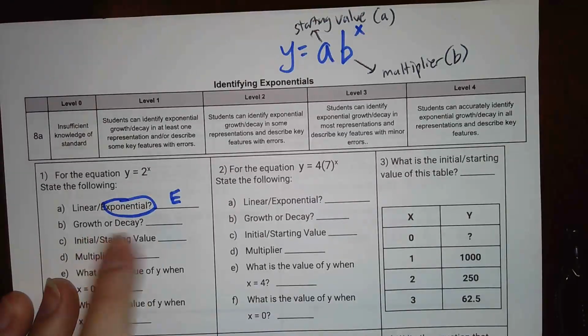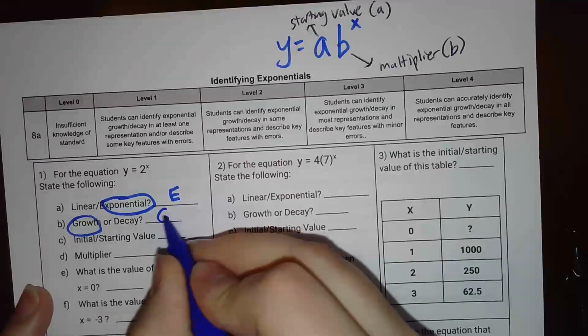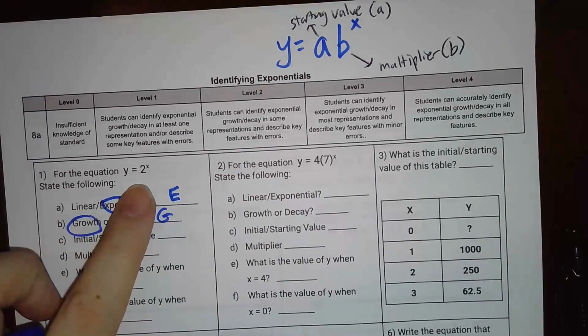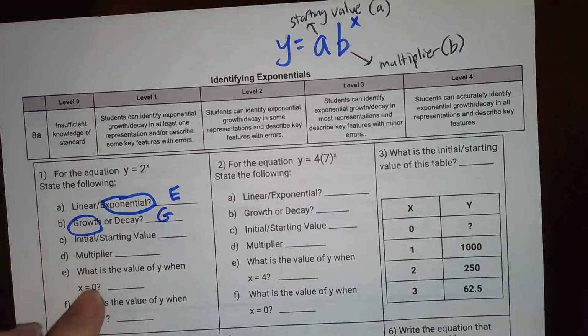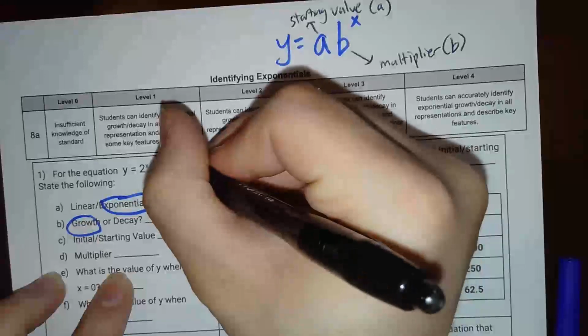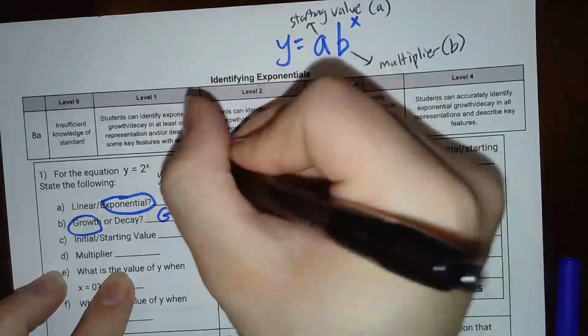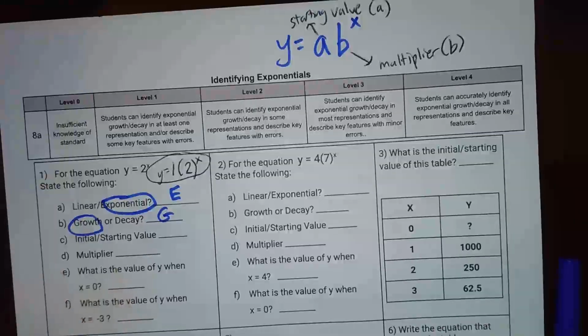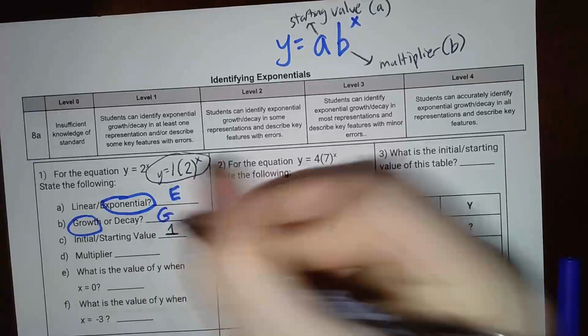Is this growth or decay? It's going to be growth, since it's bigger than 1. What's the starting value? Well, the starting value could be written as 1 times 2 to the power of x. So the starting value is going to be equal to 1.